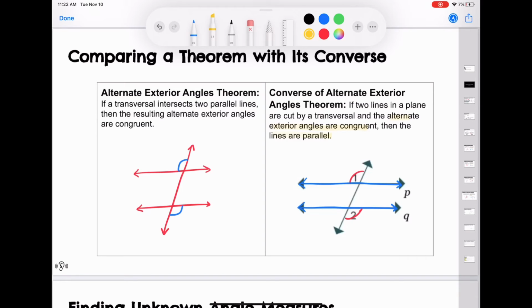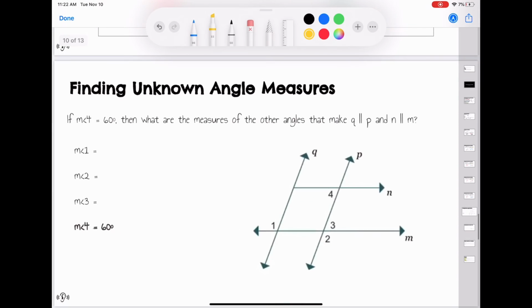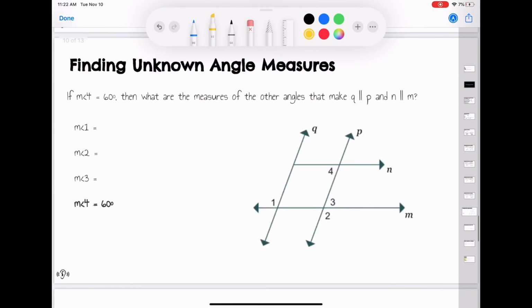And that is why this lesson is called Proving Parallel Lines, because we use the converse of each of these theorems to prove that those lines are in fact parallel. Let's look at a type of problem that we might encounter.